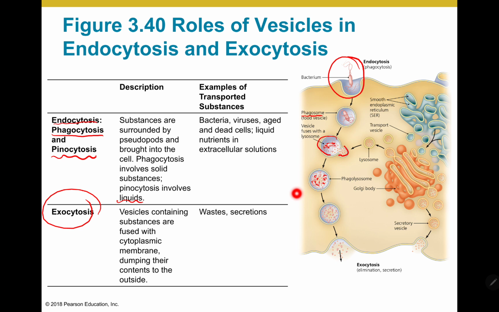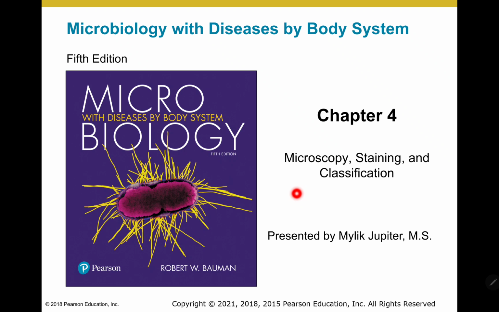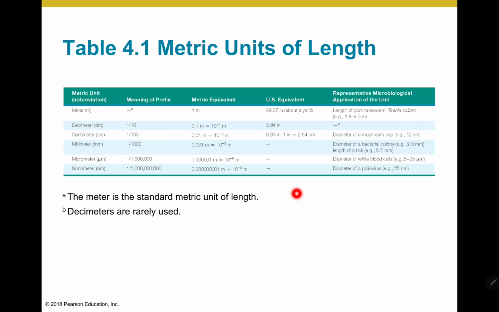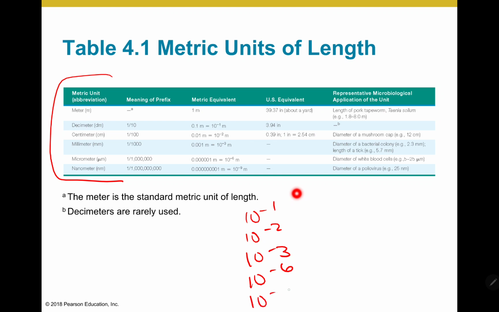So understand those concepts. In Chapter 4, we're looking at microscopy, staining, and classification. So understand these metric units of length. You've got to remember that. A deciliter is 10 to the negative 1. A centimeter is 10 to the negative 2. Remember the millimeter, 10 to the negative 3. Remember micrometer, 10 to the negative 6. Even nano, 10 to the negative 9th. So remember these, okay?